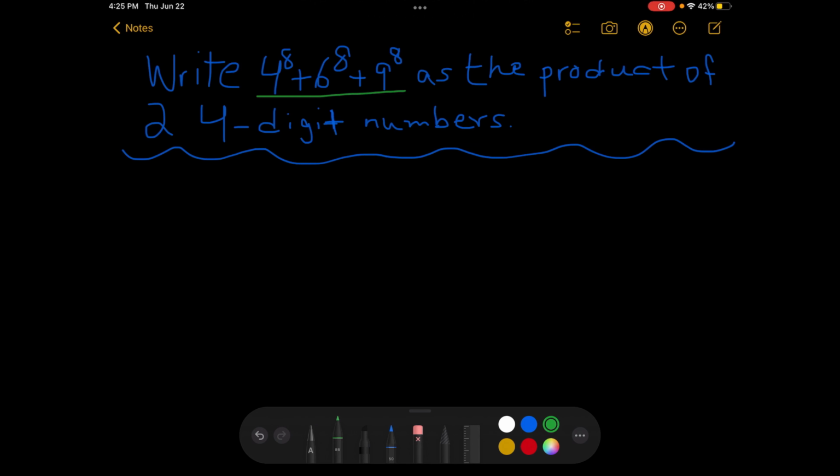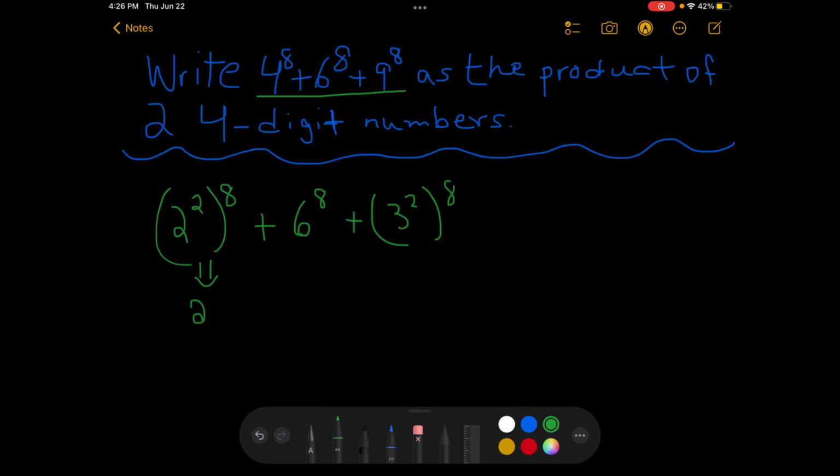So we can write 4 to the 8th as 2 squared to the 8th. 6 to the 8th we can't change, so we can write it as that. And 9 to the 8th, so 9 is 3 squared, so we can write that as 3 squared to the 8th. And now using our exponent rules, we can write this as 2 to the 16th. 6 to the 8th stays the same. And we can write 3 squared to the 8th as 3 to the 16th. Right?